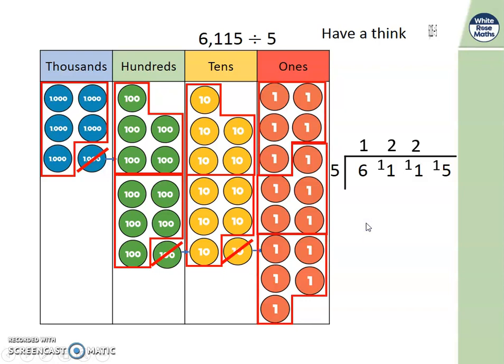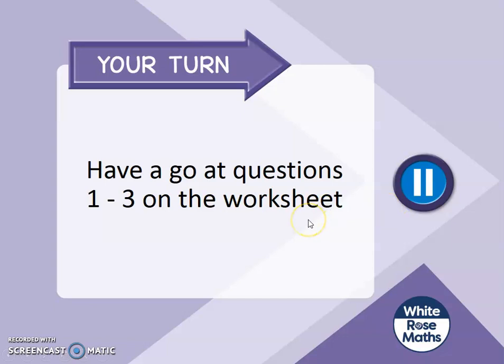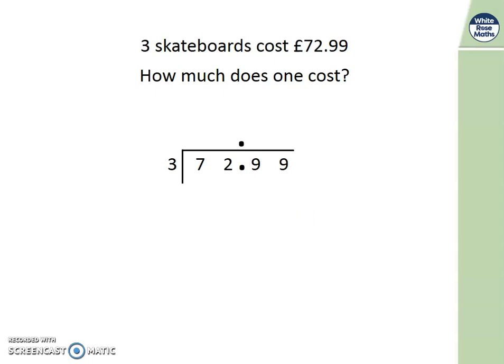We should know from our times tables that it will fit in 3 times. So the final answer is 1,223. Have a go now at numbers 1 to 3 on your worksheet. Welcome back. Let's move on to look at the next questions.